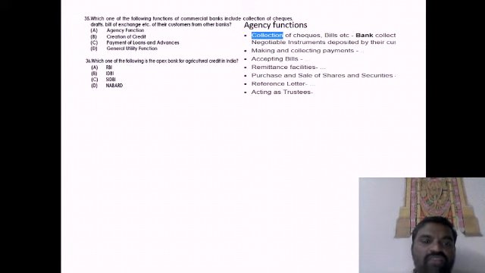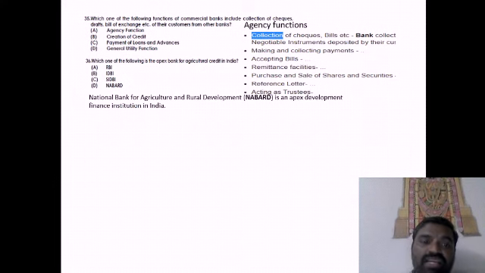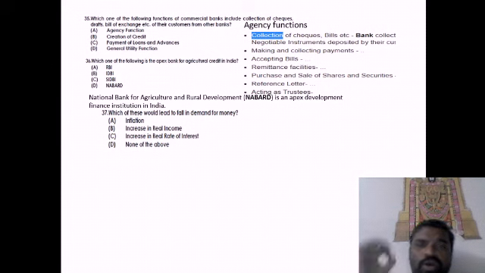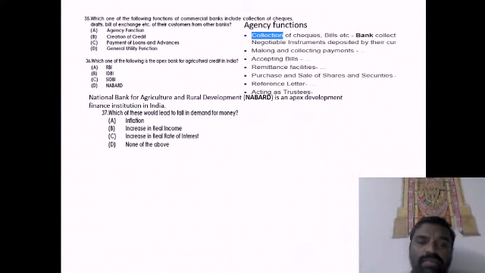And 36, which one of the following is the Apex Bank for agriculture credit? See here, normally the Apex Bank is RBI, but for agriculture credit it is NABARD, that is, the National Bank for Agriculture and Rural Development. If only the Apex Bank is given, you have to write RBI. If it is given for agriculture, you have to go for NABARD.